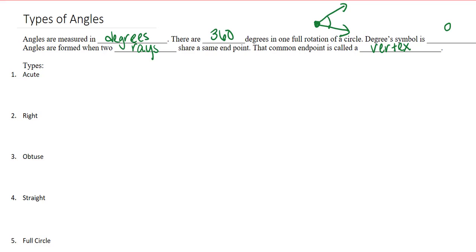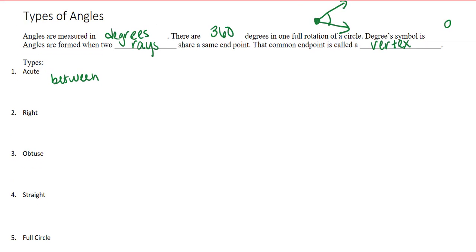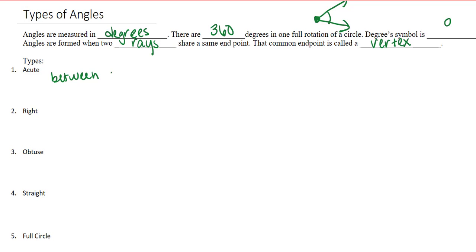We have an acute angle, which is anywhere between 0 degrees and 90 degrees. It doesn't include 90 degrees, but it's between 0 and 90. It could look like this, or it could look like this. It's just anywhere between 0 and 90.